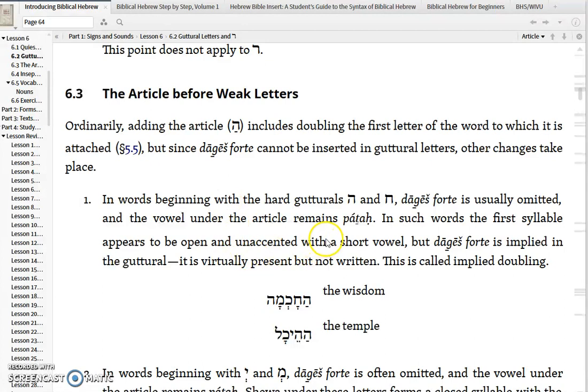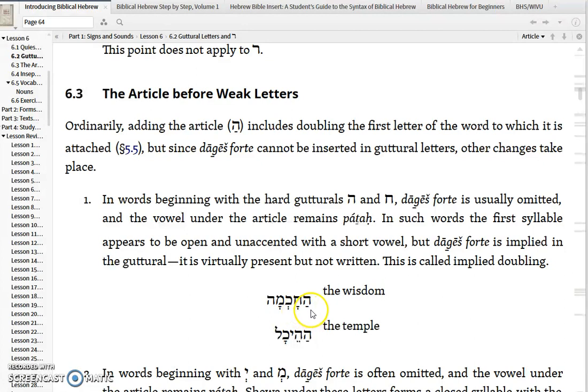Well, in the case of the gutturals hey and het, you get a phenomenon which some grammars call virtual doubling. That is, you pretend you've doubled without doubling. So here you have the word hokmah, wisdom. If you want to talk about the wisdom, or wisdom as an abstraction, you might add the article, ha-hokmah, but you can't double the het here. You can't double the het.